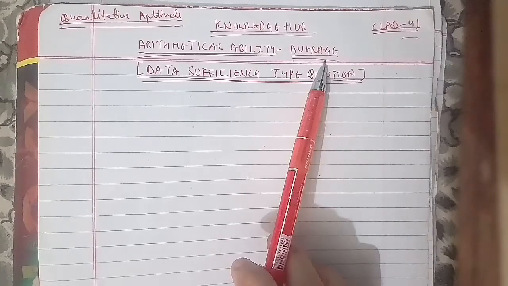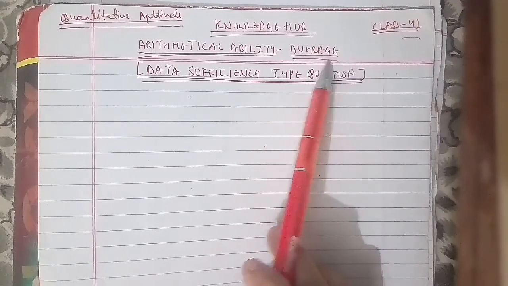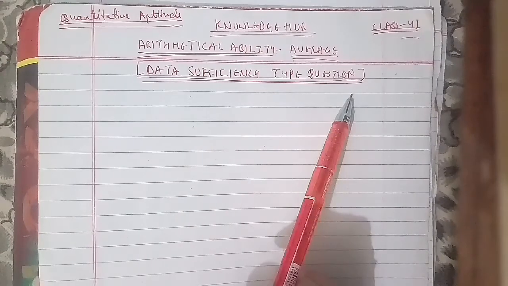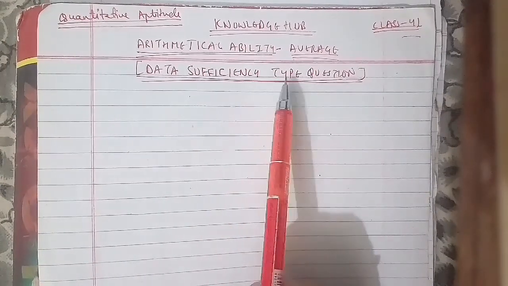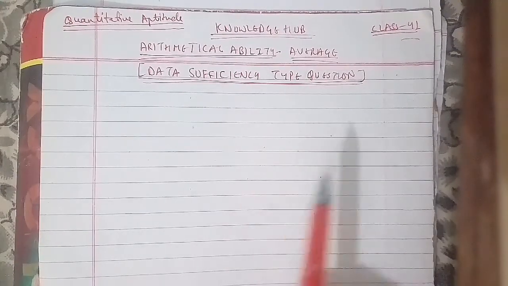In averages we will discuss the second part, that is the data sufficiency type question. In this type of question you have to be very careful about it.